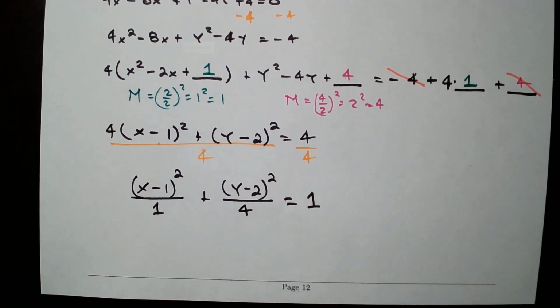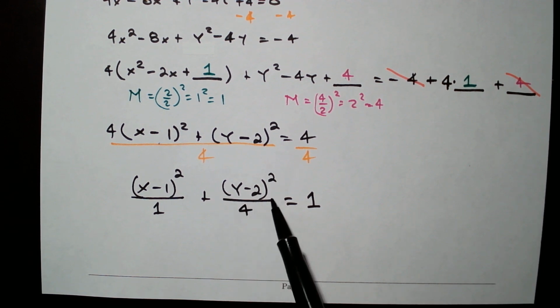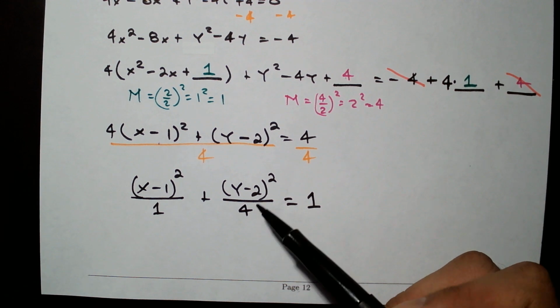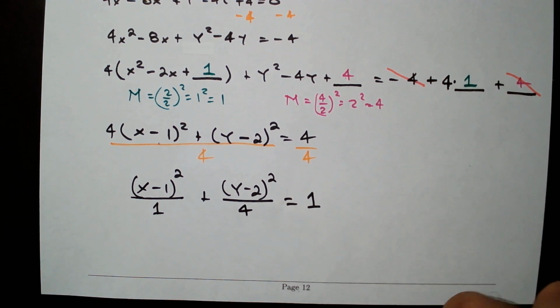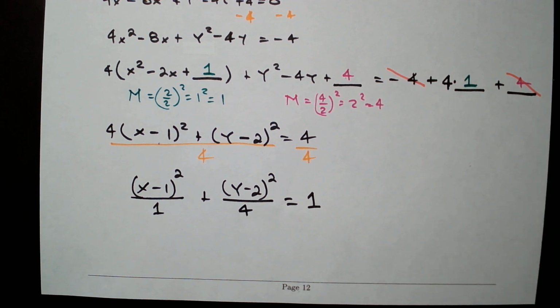And if you observe this equation, which variable has the largest denominator? In this case, it is the y variable that has the largest denominator. That means this ellipse will have a major axis that is going to be parallel to the y-axis. It's going to be, in other words, a vertical ellipse.